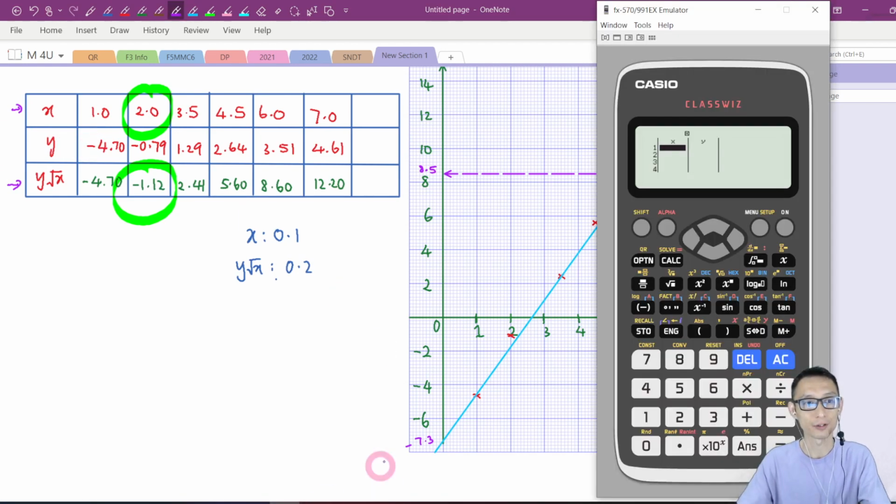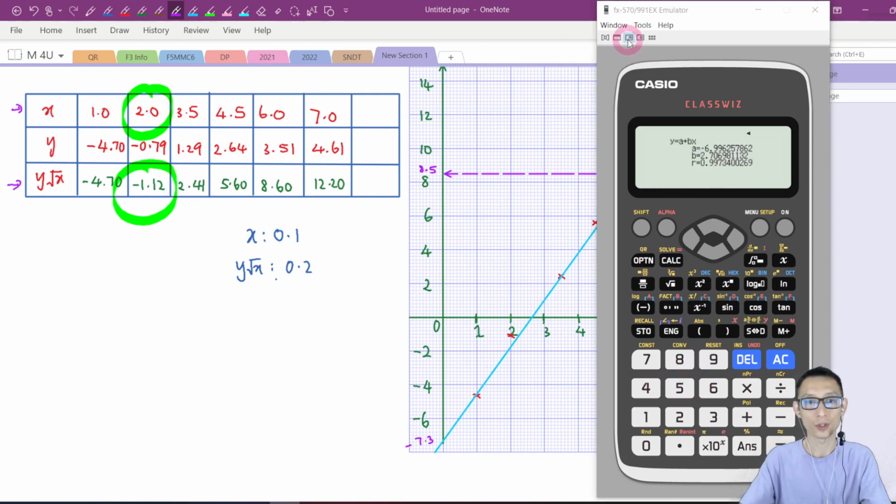Okay. Now, 1, 2, 3.5. Be careful. 3.5, not 3. Then 4.5. Okay, then 6. And 7. Now let's go to the vertical axis. This is negative 4.7, negative 4.7, and then negative 1.12 and 2.41. Okay, then 5.6, 8.6, and last one 12.2. Okay, then press option. Then choose number 4.